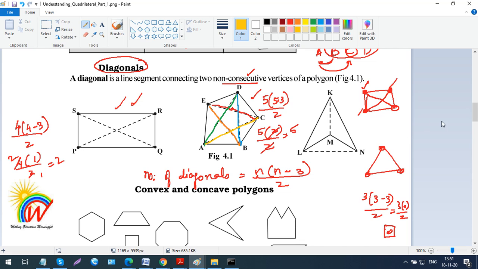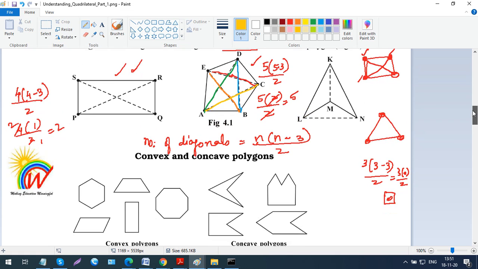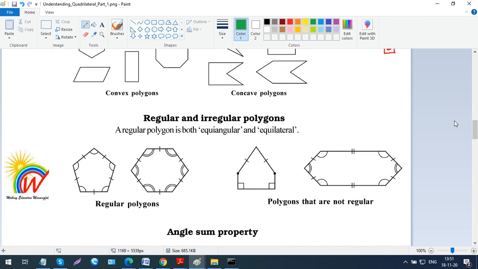Okay, now come to the next one. In this figure, the last one, how many sides are there? 1, 2, 3, 4 sides, right? So again, you're supposed to get 2 diagonals. And look at the dotted lines. The dotted lines are what are called the diagonals. This is one diagonal and this is one diagonal. So 2 diagonals.